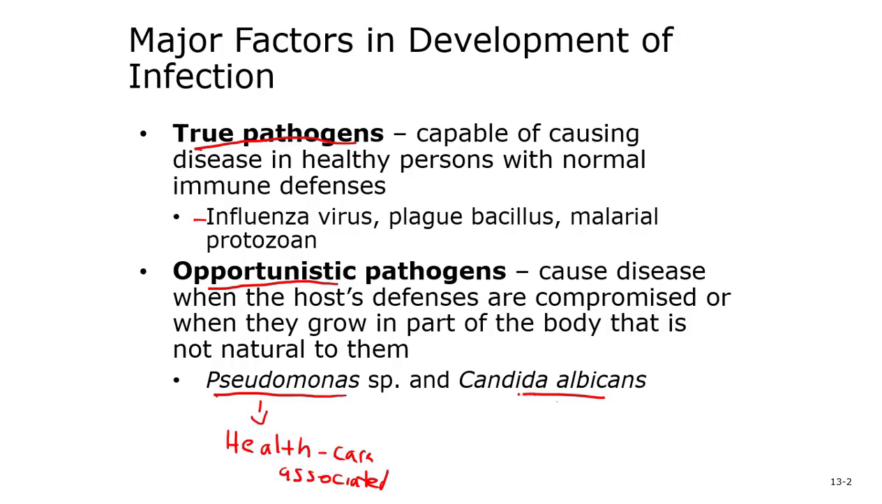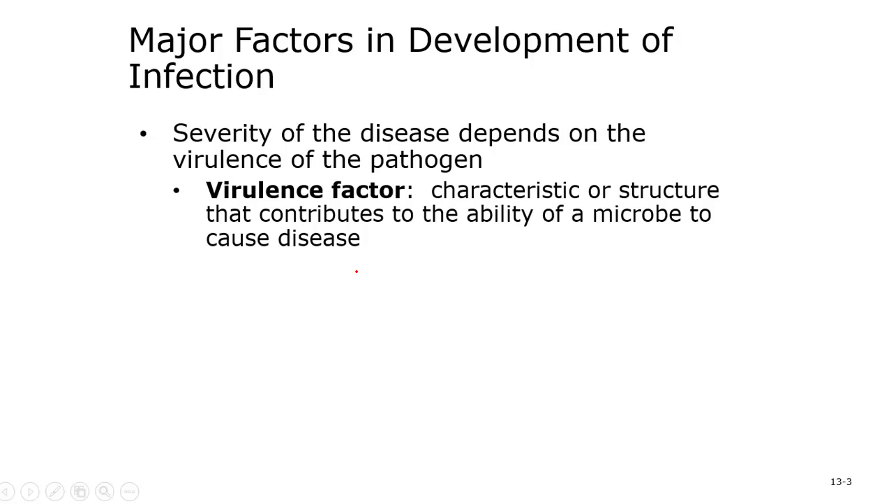Another one, Candida albicans. This is a yeast infection, and yeast infections typically infect somebody who's on a broad spectrum antibiotic that may kill off the normal flora and allow the yeast to take over. Again, another opportunistic pathogen.